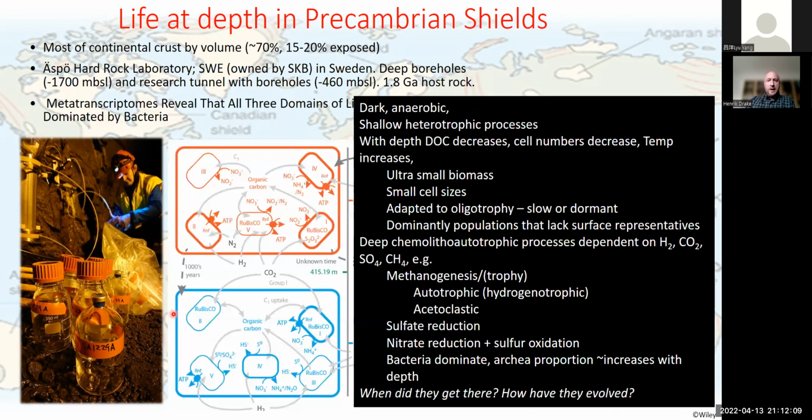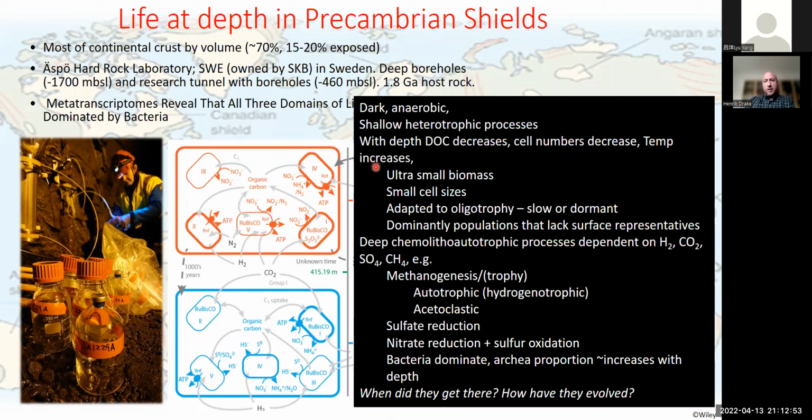And if we make a summary of the main findings and what the environment looks like down there, we have all three domains of life present, basically bacteria, archaea, and fungi, mostly, I guess, and some protists. And this environment is dark and anaerobic. At shallow depth, heterotrophic processes dominate, and with depth, the dissolved organic carbon decreases, cell number decreases, temperature increases, and life can persist until the temperature reaches the highest temperatures that life can persist at. That is 122 degrees Celsius, as we know it at the moment.